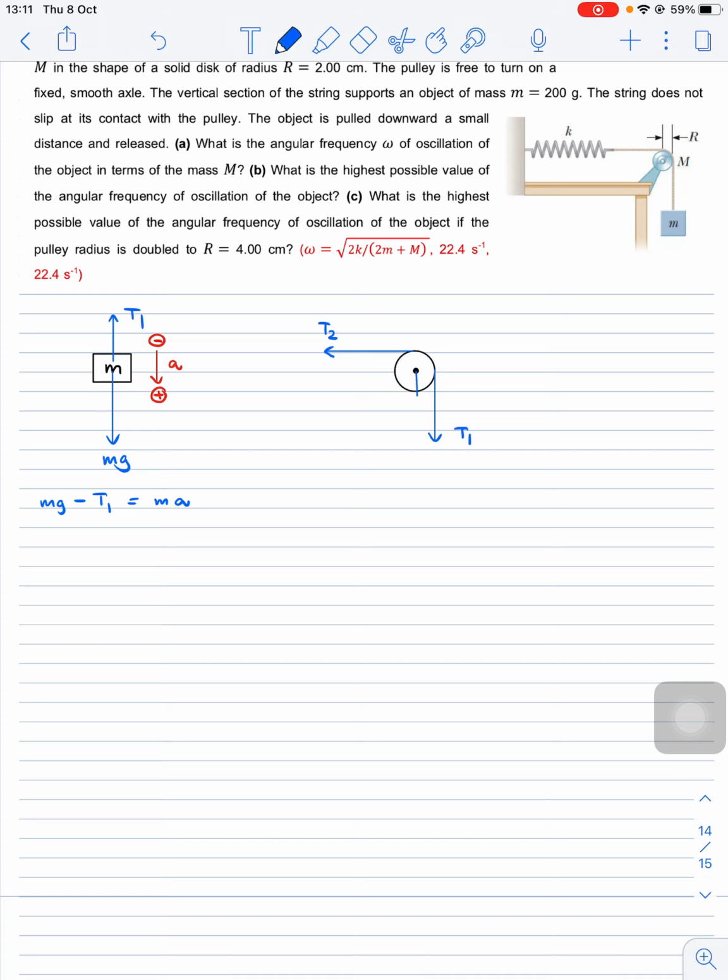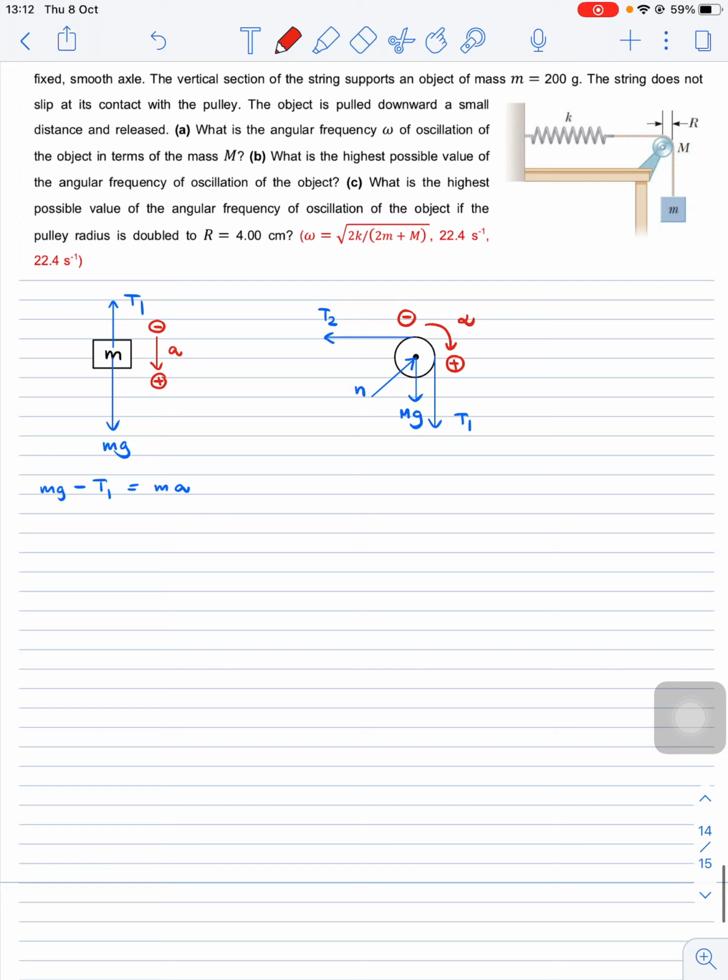And what else do we have? We have the weight of the pulley, equal to capital M times g. And finally we have the normal reaction force that the axle exerts on the pulley, let's say equal to N. As the mass m is moving down, the pulley will rotate in this direction with angular acceleration alpha. In this case, let's define the torque in the clockwise direction to be positive and the torque in the counterclockwise direction to be negative. Then, the same thing, we can write down the equation of the torque for the pulley.